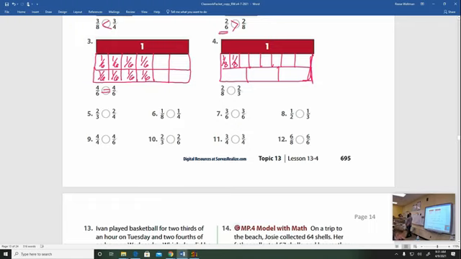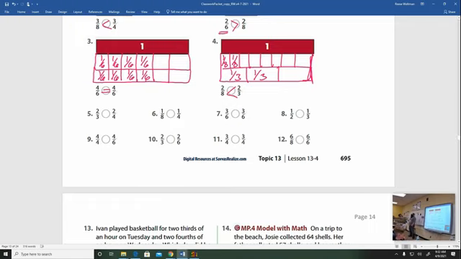Now, what about the bottom one? How many times, Tava, am I writing 1/3? That's right. Exactly. Because 1/3 plus 1/3 equals 2/3. So now, which is greater? 2/3 or 2/8? 2/3. That's right.